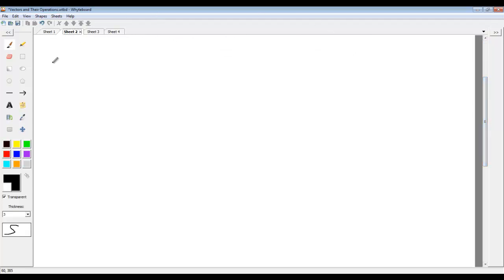Then sum of vectors. So I'm throwing a lot of definitions at you, but we're going to be using this stuff momentarily. Sum of vectors is also a vector.